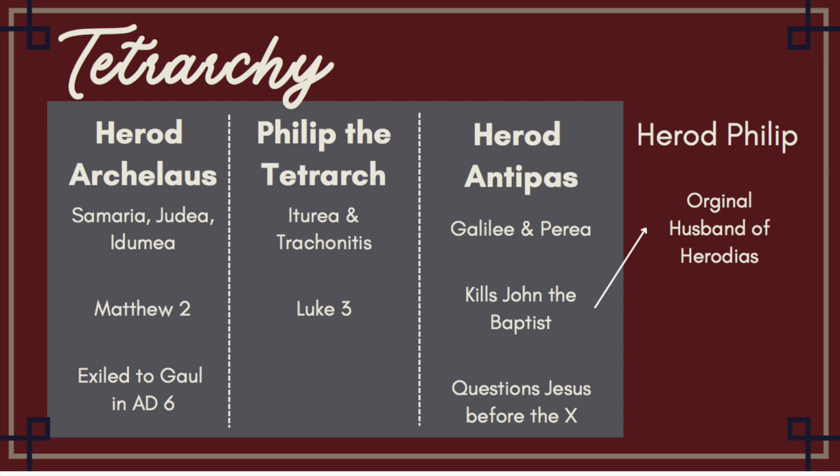And so that's when eventually we'll meet a man named Pontius Pilate. Philip the Tetrarch, he's a chill dude. You really don't know much about him. He's in charge of kind of a northeastern region. Luke chapter 3 is the only time that we meet him.